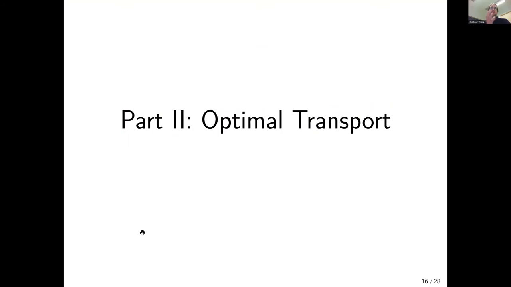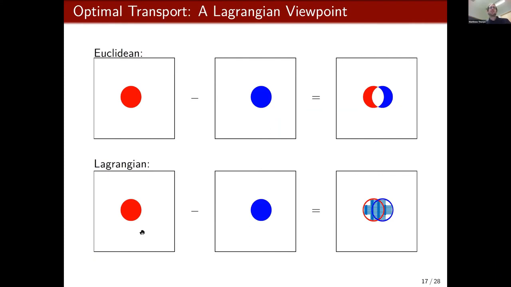Okay, so I went through that very quickly. Now onto the second part, which is the optimal transport part. First of all, I want to motivate optimal transport. Let's say we want to compare the distance between two images, and my images are a red ball and a blue ball.